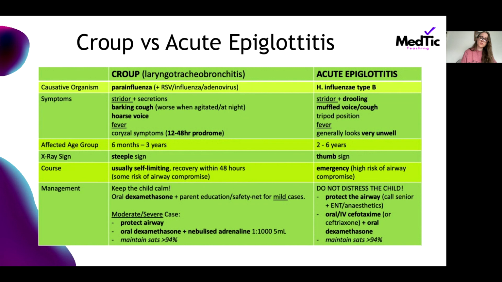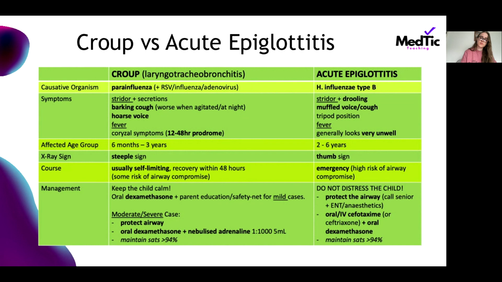The affected age groups are slightly different. Croup tends to affect slightly younger children, and you're not going to x-ray these children, but if you did, you'd see something called the steeple sign in croup and the thumb sign in epiglottitis. But you wouldn't normally x-ray these children because you need to treat them instead. Croup is a lot less serious. It's usually self-limiting. They recover within 48 hours, but there is a risk of airway compromise, so it's important to involve seniors and keep the child as calm as possible.